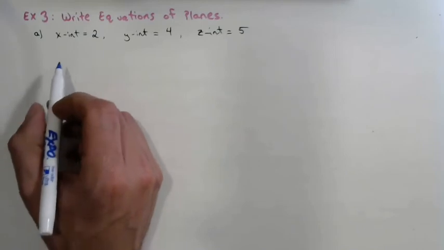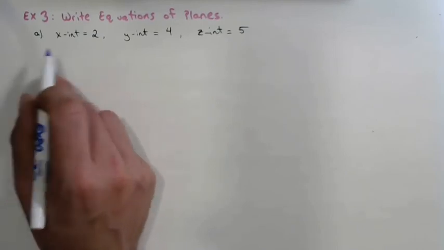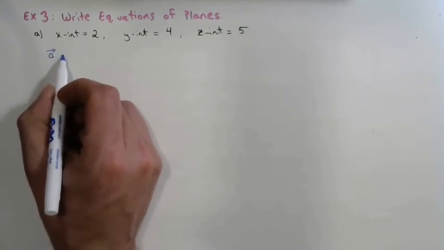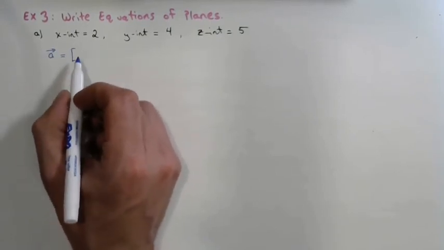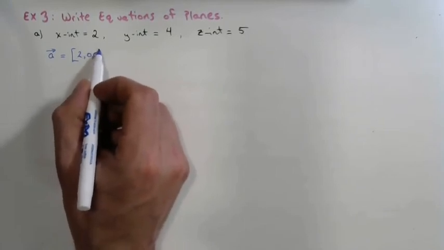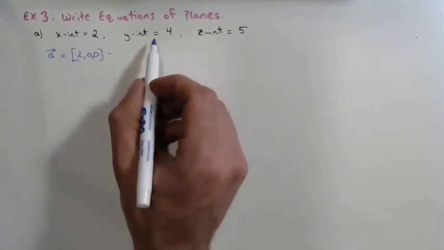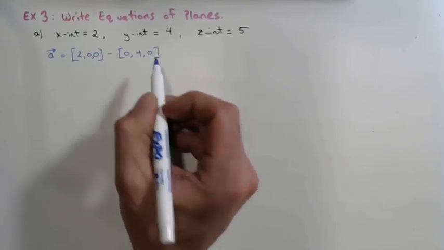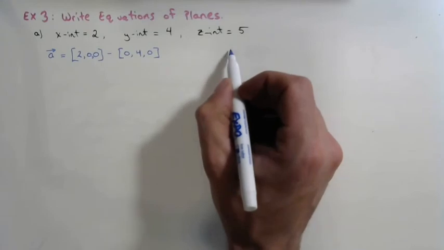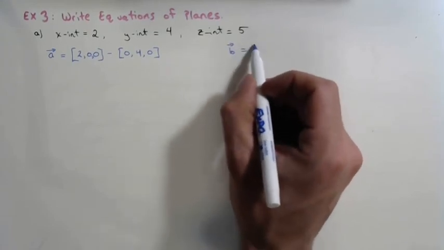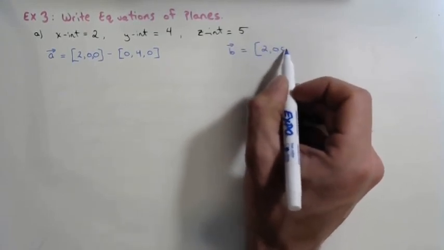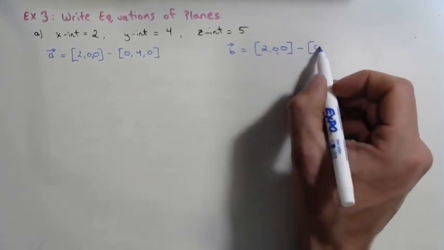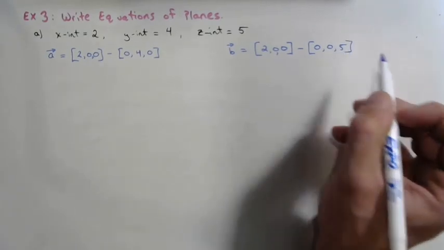So let's call, we don't have the name of these points, so I'm just going to call them vector A. We're going to go from 2, 0, 0 and head to our y-intercept, 0, 4, 0. I'm going to solve that out, and then we're also going to do vector B, do them at the same time so that you see what we're thinking through. 2, 0, 0 minus, and this is going to head to our z-intercept, 0, 0, 5.